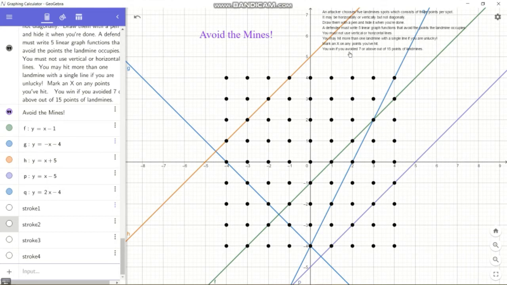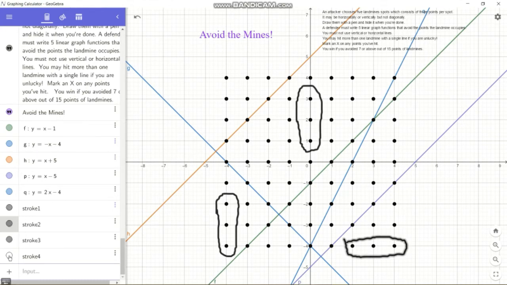They have to avoid 7 or above out of 15 points of landmines. Okay, so we have to unhide the spots that the attacker has chosen. So, okay, we have to see how many points the defender hit. So in this example, we cannot see any of the points the attacker has chosen that has been hit by the defender. So this means that the defender has won the game.